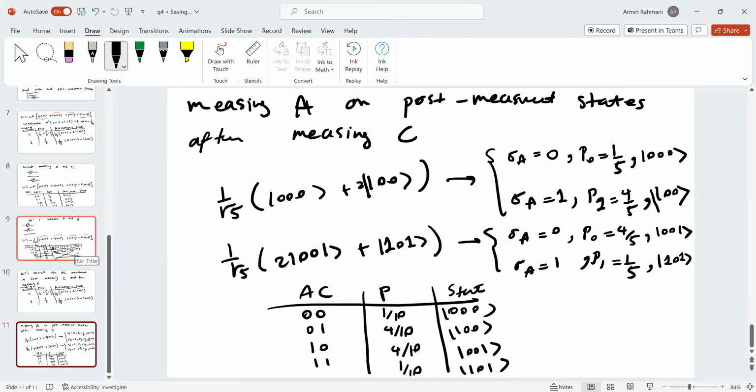Did I mess up something here? So AC, I think AC is 1, 0 here, it's 0, 1 there. So you write the correct state here. So A is 0, C is 1. That's going to be this case, |001>. And A is 1, C is 0. That's that case, |100>.